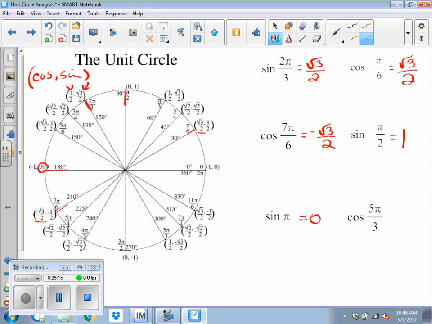Cosine of 5 pi over 3. Find 5 pi over 3. Tell me what degree is that? What's the degree? 5 pi over 3 is how many degrees? 300 degrees. It's right here. And cosine is what? 1/2. So the unit circle is a very handy tool. So instead of you having to figure out the reference angle, draw the triangle, figure out what quadrant it's in, this is all done for you, all in one place. That's a lot of information in one place. Okay?